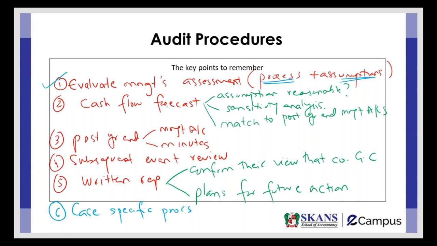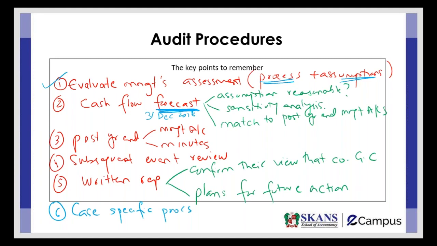The next thing that you have to do is ask for the forecasted cash flow. Guys, please do not mess this up. This is not a cash flow statement. This is not statement of cash flows. That's about the past. This is for the next 12 months. So if my year end is 31st December 2017, the forecast would be for the year ending 31st December 2018.